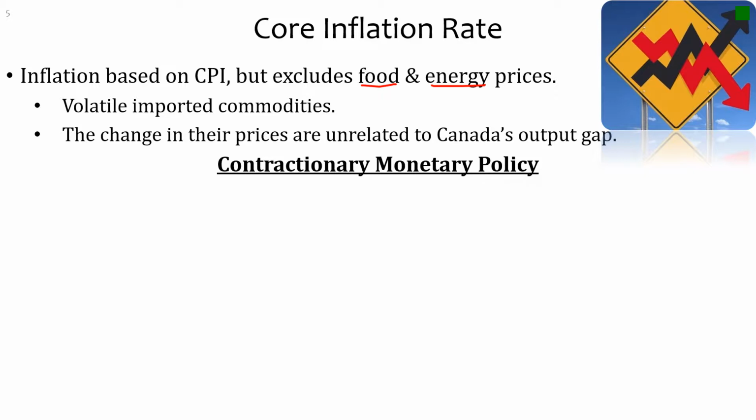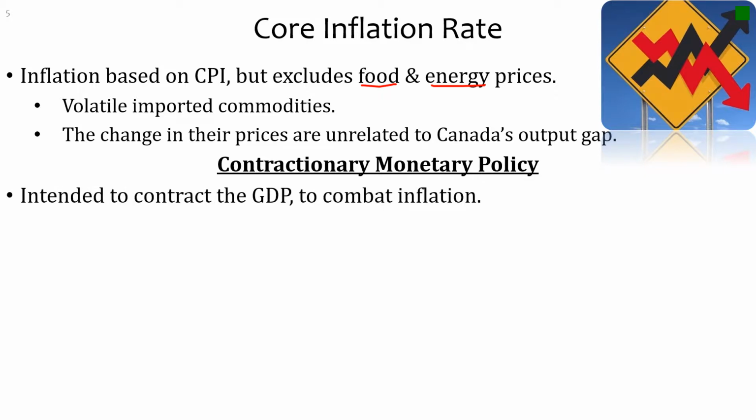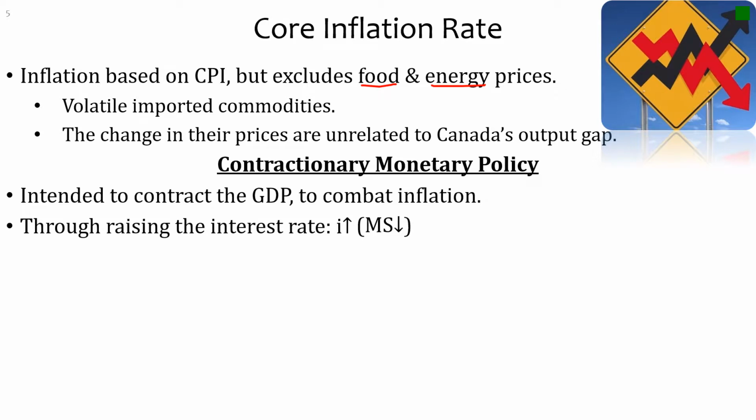We have two types of monetary policy. One of them is contractionary, kind of like fiscal policy, which also had two types. So that's intended to contract the GDP and primarily to combat inflation, right? So the way it works is through raising the interest rate. And if you remember your money market, the interest rate would go up whenever the money supply goes down. So the central bank contracts the money supply. If you have a graph, you would shift the money supply to the left, and you're going to see that the equilibrium interest rate goes up.